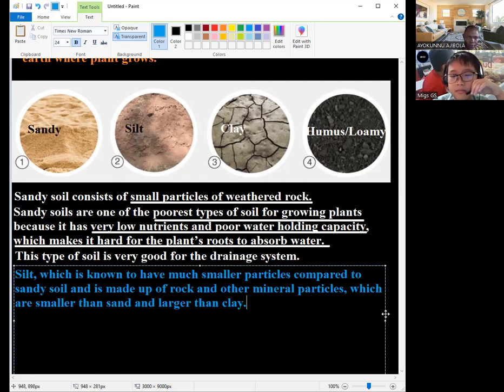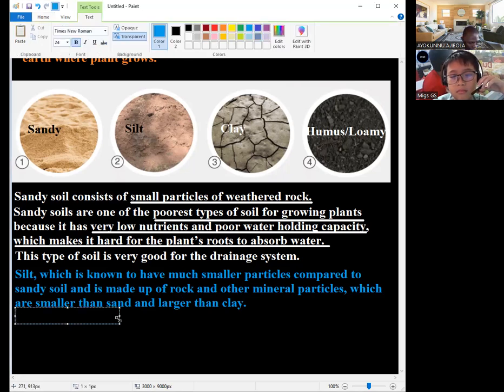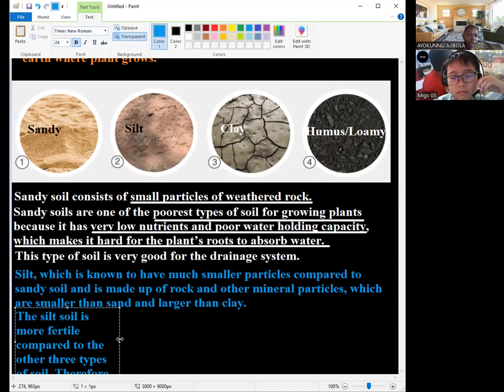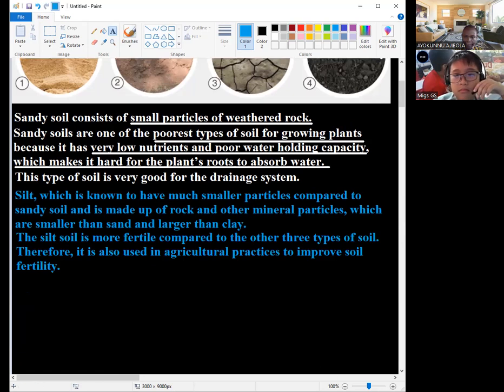I said it has smaller particles when compared to sandy soil, and it contains rock and other mineral particles which are smaller than those of sand and larger than clay, because clay has the smallest. So we said the silt soil is more fertile when compared to other kinds of soil. It's good for agricultural practices, for planting of crops.